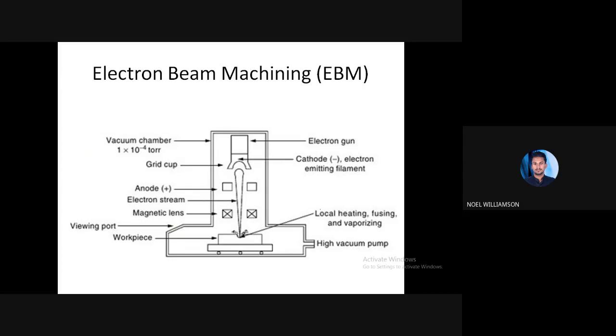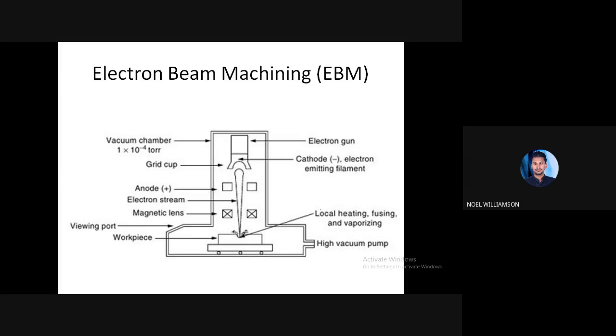Now we will start another machining process, that is the electron beam machining. So first of all, we have seen laser beam machining, where the tool is the laser beam, or the machining is done by using the laser beam. And how is it being machined? The energy produced by the laser beam is converted into heat energy or thermal energy, which melts and evaporates the metal and gets removed. Thereby machining is being done.